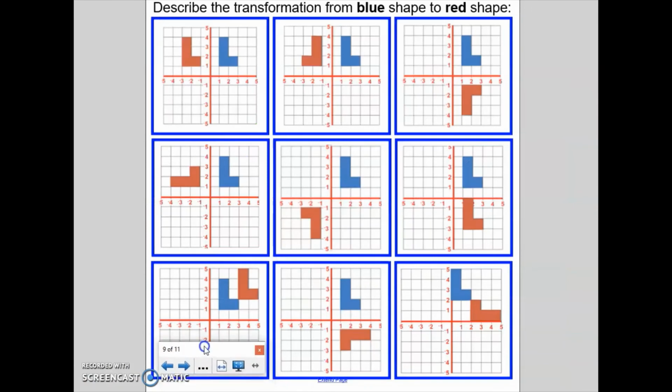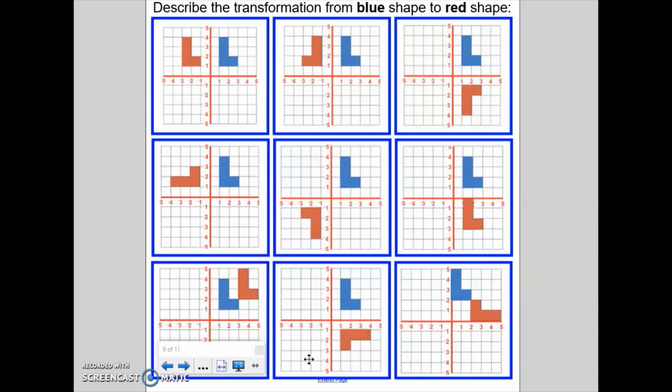Okay, so now it's your turn to have a go at a few questions. I've put 9 transformations on the screen. I would like you to pause the video, and for each of the transformations, I would like you to fully describe the transformation that has occurred.